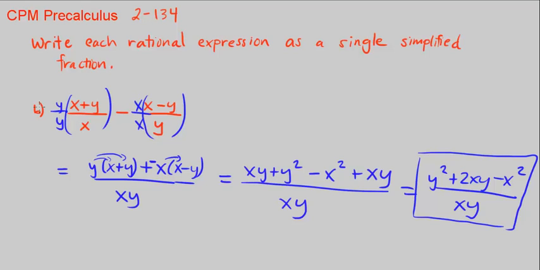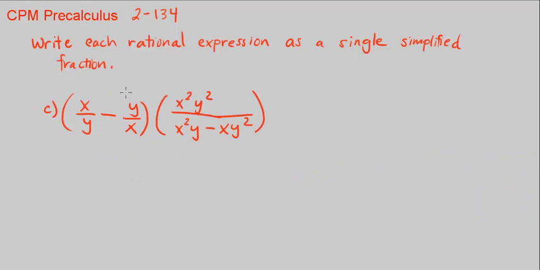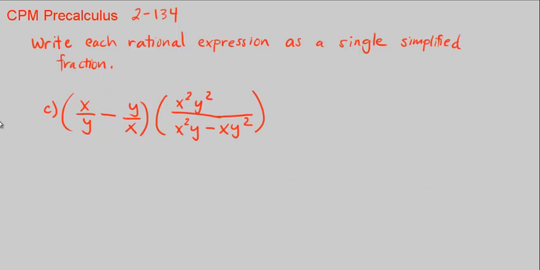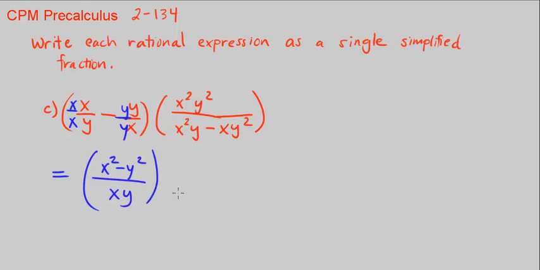So finally, in part C, we have one rational expression minus another, times another rational expression. So let's go ahead and simplify this one first. So let's multiply this term by x over x and this one by y over y. So we get a common denominator here of xy, with x squared minus y squared in the numerator.